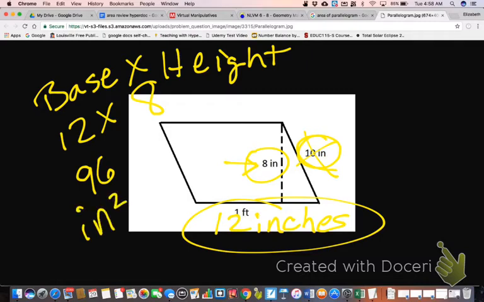So again, the formula for the area of a parallelogram is exactly the same as it is for a rectangle. You just have to be careful, when they give you that slant height right there, don't use that one. You're always going to want to use your regular vertical up and down height.